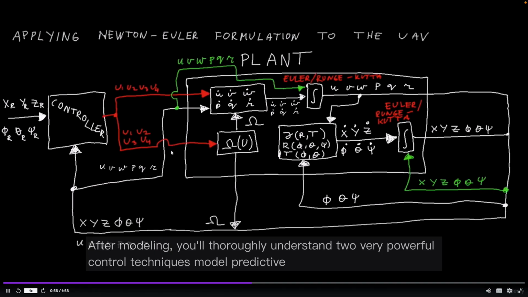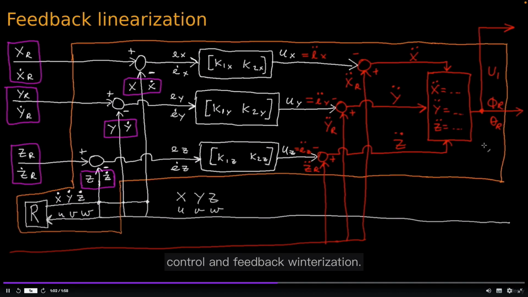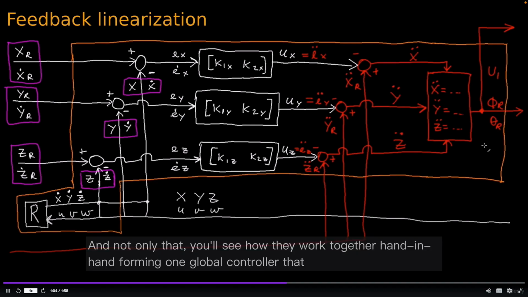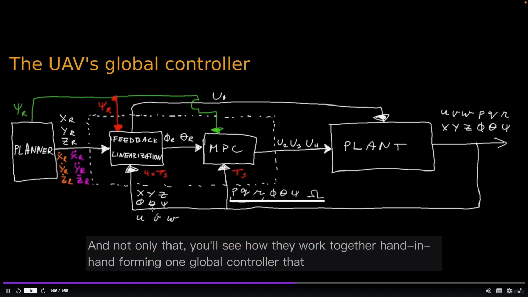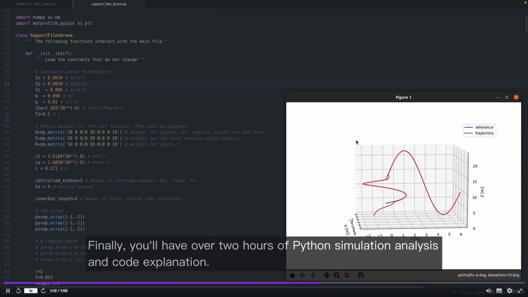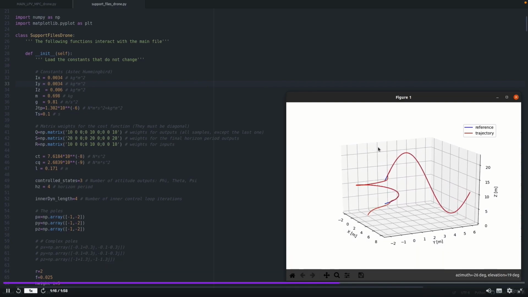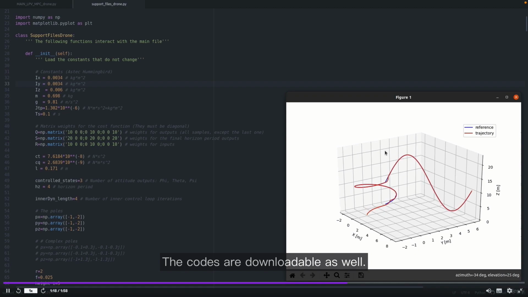After modeling, you'll thoroughly understand 2 very powerful control techniques, model predictive control and feedback linearization. And not only that, you'll see how they work together hand in hand, forming one global controller that governs the UAV. Finally, you'll have over 2 hours of Python simulation analysis and code explanation. The code is downloadable as well.